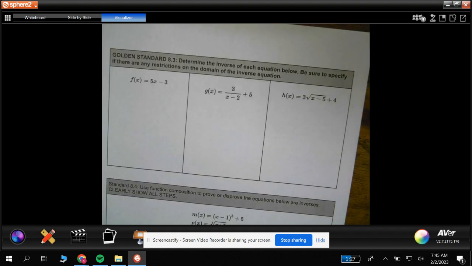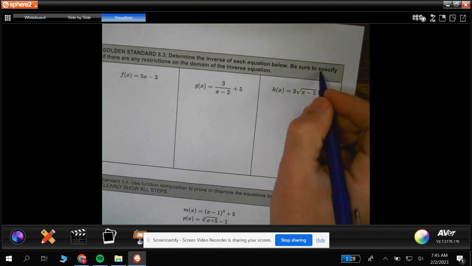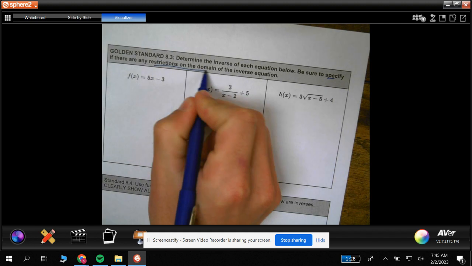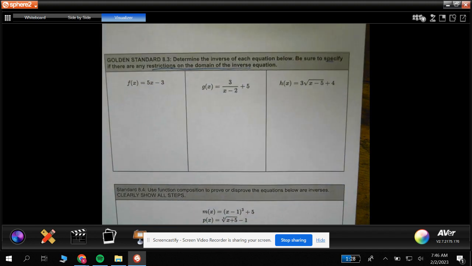Okay, determine the inverse of each equation below. And this is the key part. Be sure to specify if there are any restrictions on the domain of the inverse equation. That's going to come up here at least once. So we'll make sure we get there.